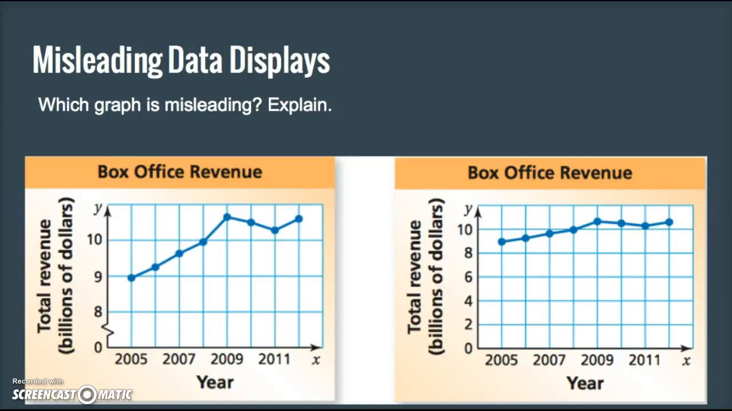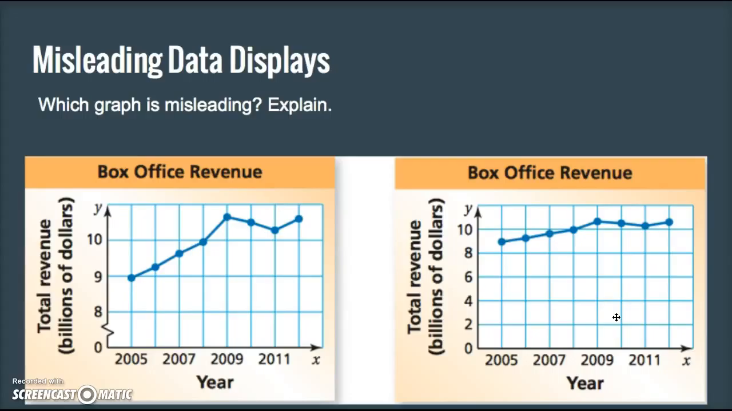All right, how to know if a graph is misleading or not. Okay, so we have two different graphs here. They're really graphing the same thing. We have box office revenue each year and the total revenue in billions of dollars. So in 2005, $9 billion.